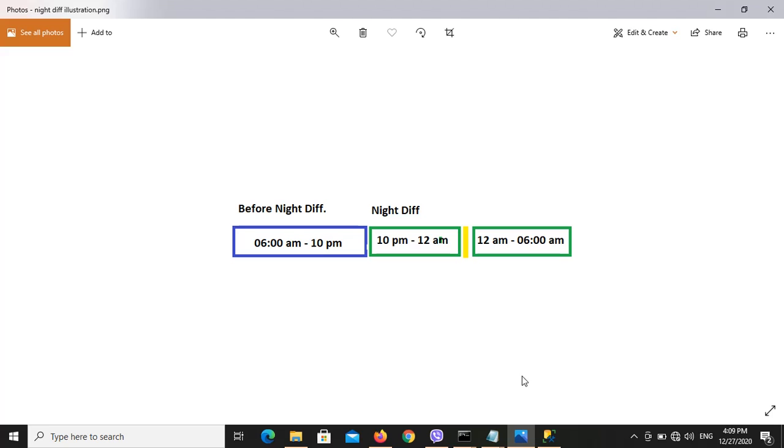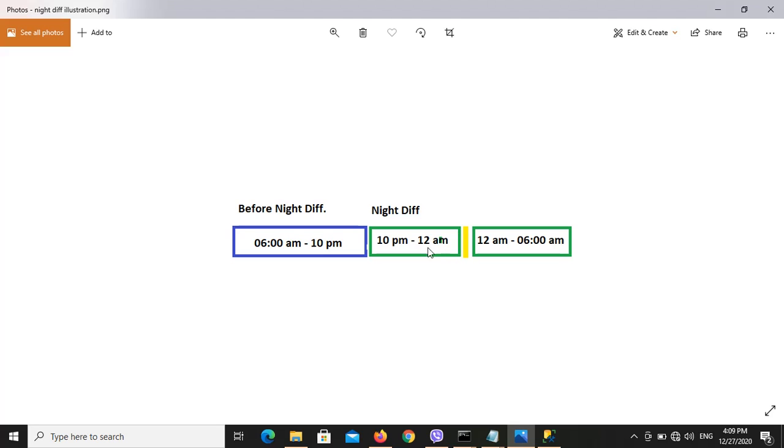differential. Okay? So, in the Philippines, night differential is actually the time where the employees come to work between 10 p.m. to 6 a.m. So, if you will look at it, there is a time before the night differential, and that is from 6 a.m. to 10 p.m. And then there is the night differential, which is from 10 p.m. to 6 a.m. But in between this, it's also important to know that there is the midnight, this portion.